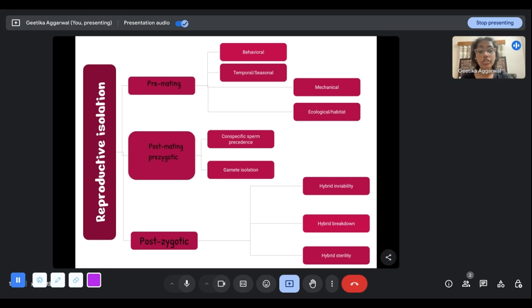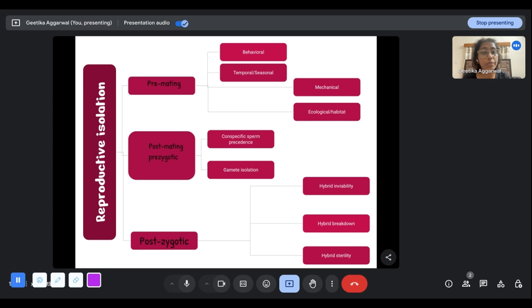Then the last but not the least is post-zygotic isolation, in which mating has happened and the zygote has formed, but that zygote might not be able to give rise to a viable hybrid, or it might give rise to a sterile hybrid. Even though the hybrid has formed, there might be certain problems which make them still reproductively isolated. The hybrid formed by such a mating might be inviable, that is, not able to survive. It might be sterile, that is, not able to give rise to further offspring. For example, a mule, which is formed by a horse and a donkey, is sterile. Mules are not able to interbreed among themselves.